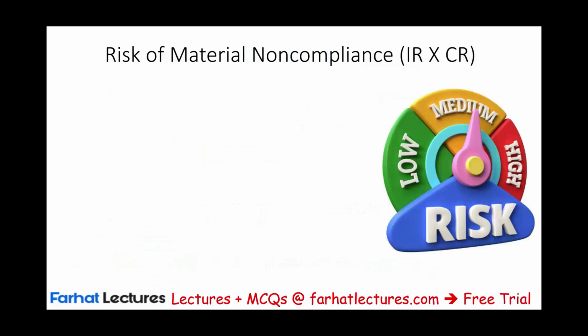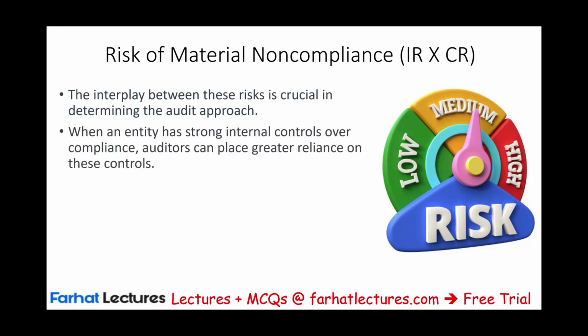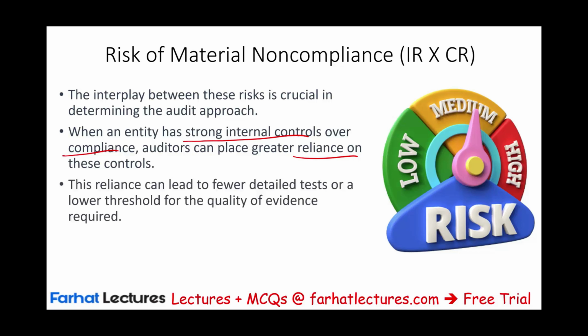So RMN is IR, inherent risk, times control risk. The interplay between these risks is crucial in determining how you approach the audit. When the entity has strong internal control over compliance, well, the auditor can place what? Greater reliance because they have good control. And this reliance could lead to fewer detailed tests, or a lower threshold for quality of evidence required, because you kind of trust the system. The system is catching the errors.